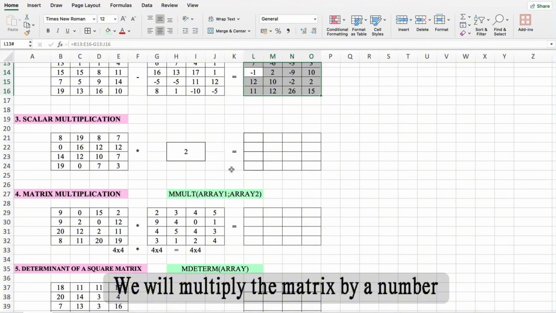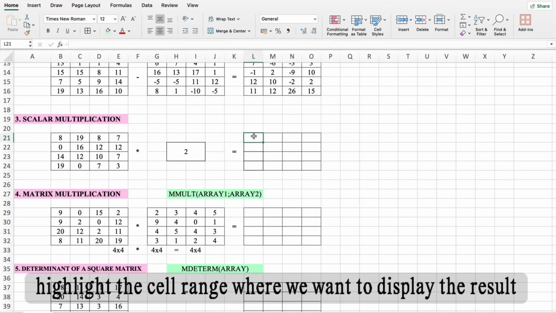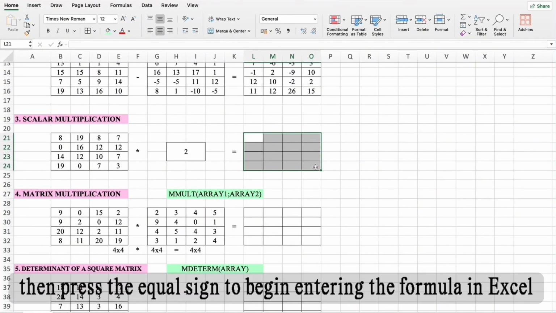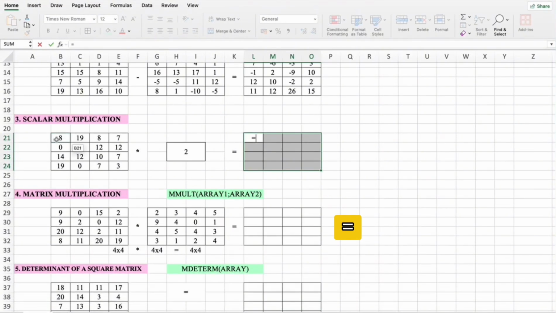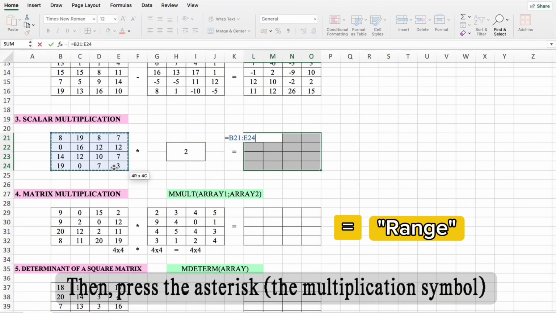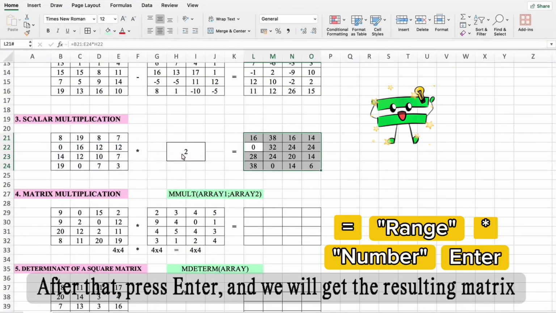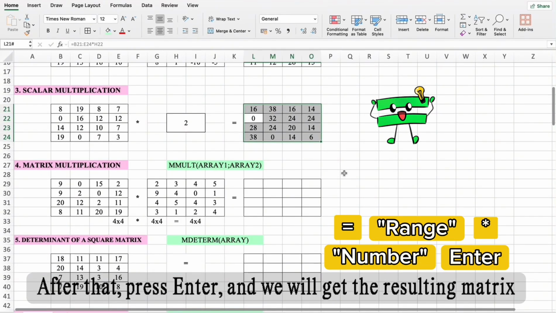We will multiply the matrix by a number. First, we will do the same steps as before. Highlight the cell range where we want to display the result. Then press equal sign to begin entering the formula in Excel. Next, we will highlight the range of the matrix we want to multiply. Press asterisk, the multiplication symbol, and enter the number we want to multiply by. After that, press enter and we will get the resulting matrix.